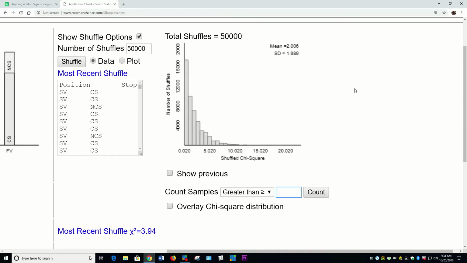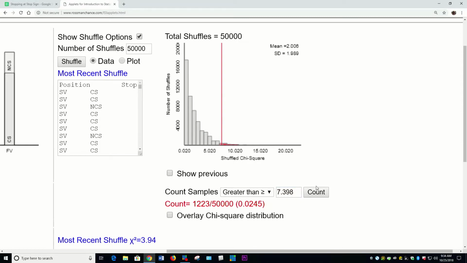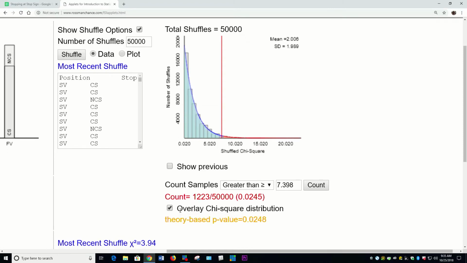And so we counted the likelihood of being that far out or farther in that chi-squared distribution. And I pointed out that you could even overlay. Well, when you overlay, there is your theory-based approach. This has nothing to do with the simulation. All the theory-based approach is doing is taking a theoretical chi-squared distribution, that blue curve, and computing the area out past 7.398 on that chi-squared distribution.